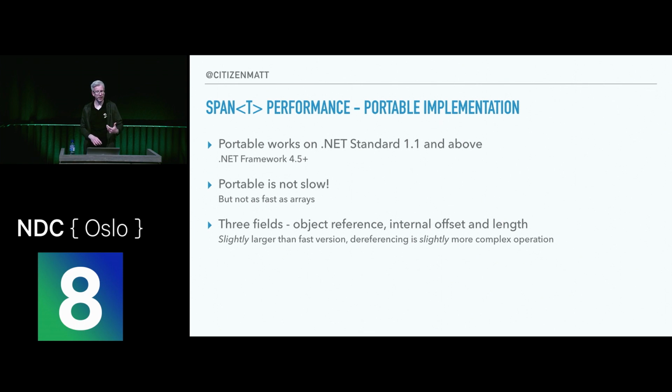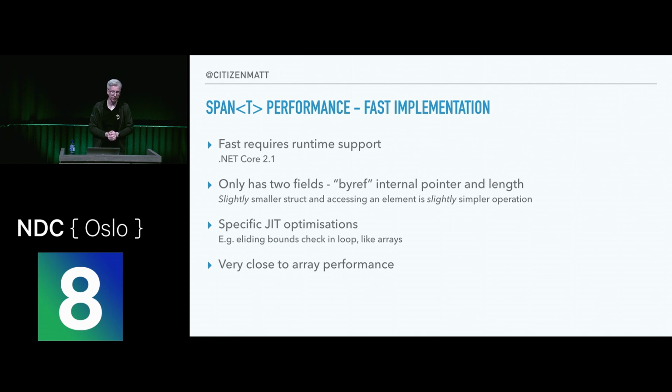But the implementation of the portable one is that this span of T has three fields. You have the object reference to the big block of memory, an internal offset for where it starts, and then the length, so you know where it ends. So this is slightly larger than the fast version. Dereferencing values is slightly more complex because you've got to go to the start, add on the offset, and then work with that, but that's fine and easy.